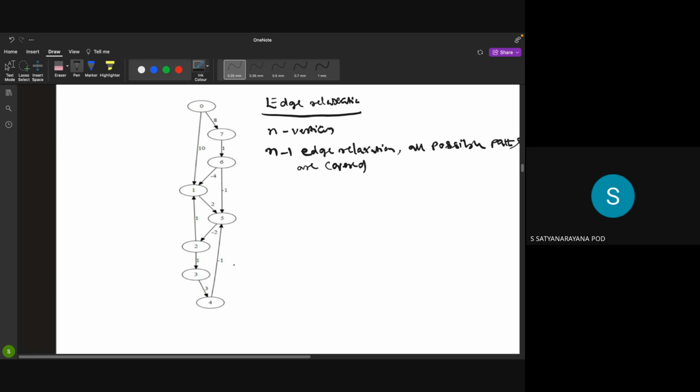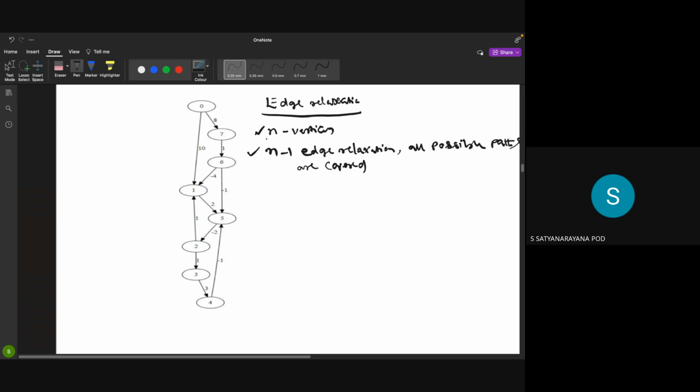Now, the important thing in Bellman-Ford is that if n vertices are there, n minus 1 edge relaxations have to be done. Edge relaxation means all possible paths are covered: one edge is covered, one edge is completed. Here also you create a matrix, like we have already created so far for Dijkstra's. We go along similar lines.